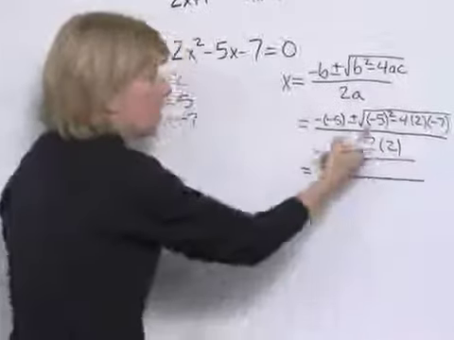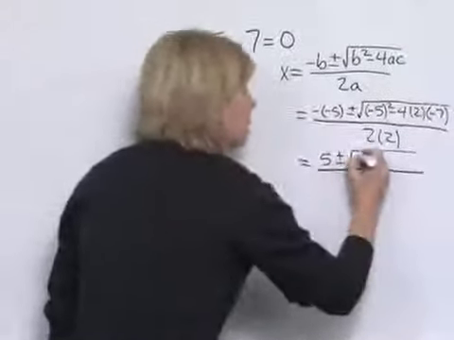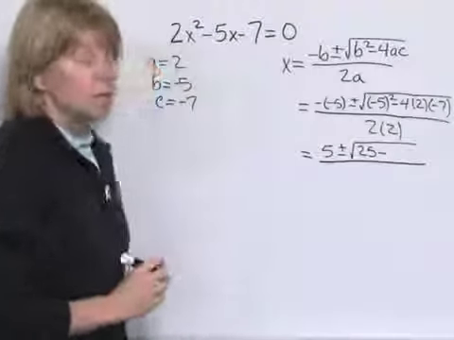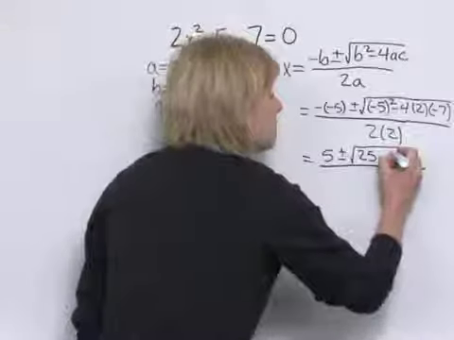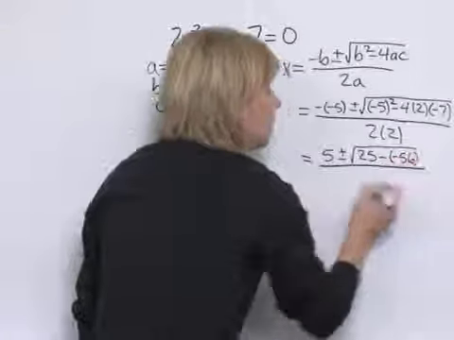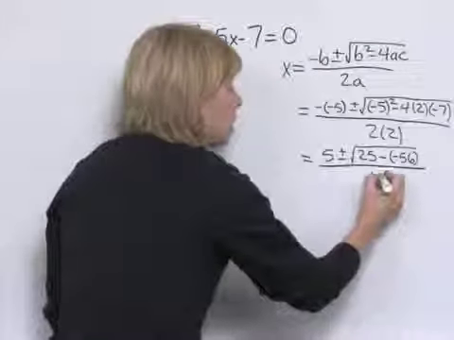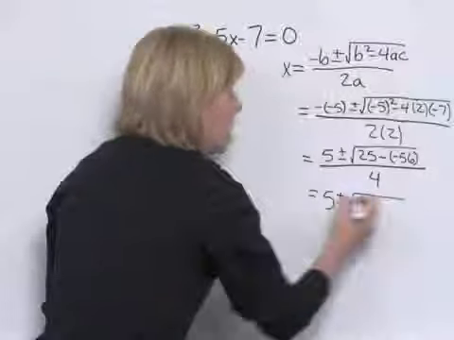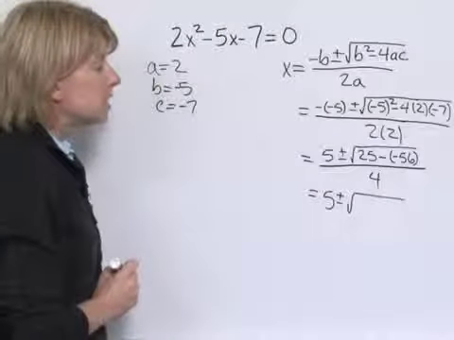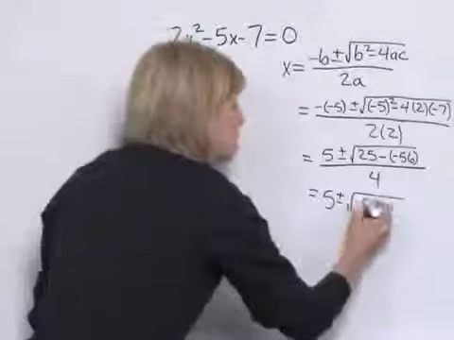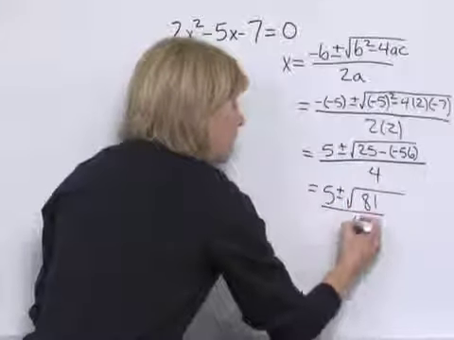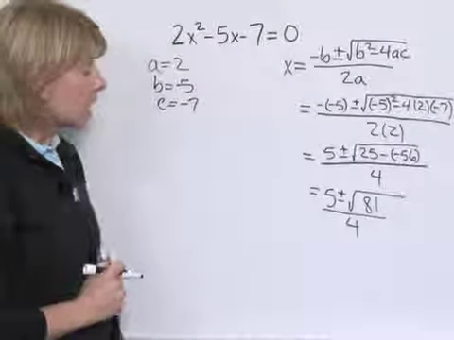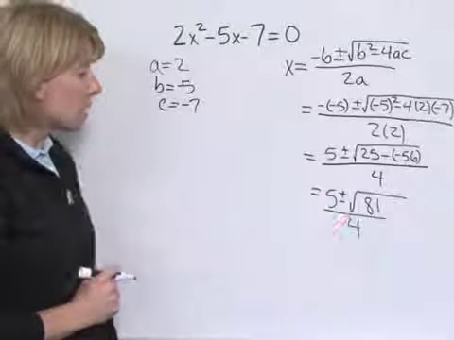And under the radical, we've got negative 5 squared is 25, minus 4 times 2 is 8, times negative 7 is negative 56. All over 2 times 2 is 4. Under the radical, we have 25 minus negative 56, which is 81, over 4. And finally, we can simplify the square root of 81 is 9. So we've got 5 plus or minus 9 all over 4.